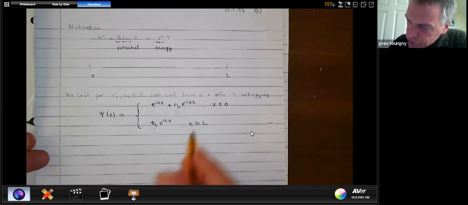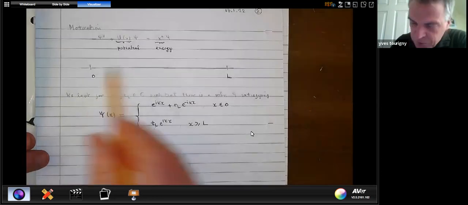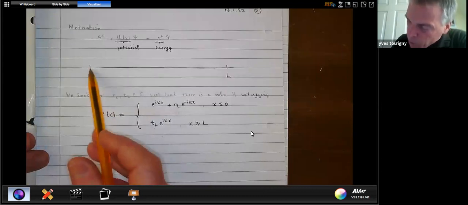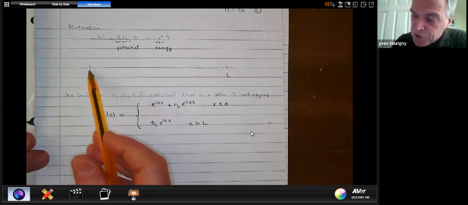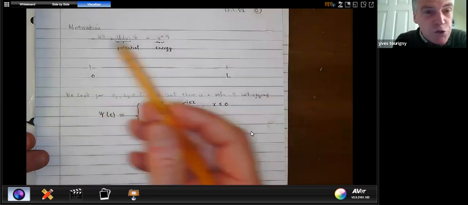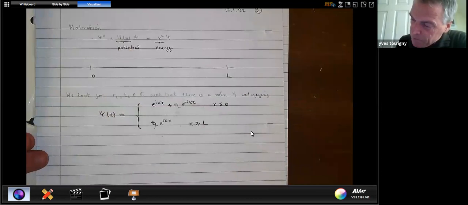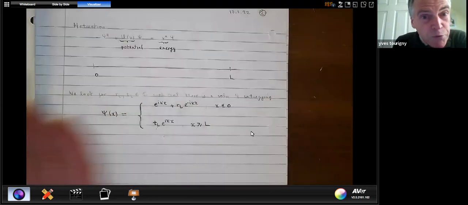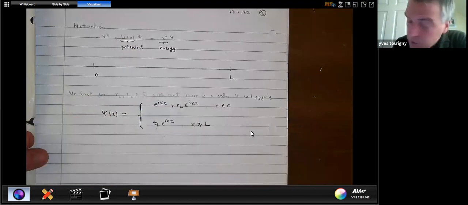There are conditions, you know, in order for this problem to have a solution, we will require that the solution be, for instance, continuous at 0 and L. And we'll also have some conditions on the derivatives. Now, what I want to do to make the connection with products of random matrices is to consider a particular potential.